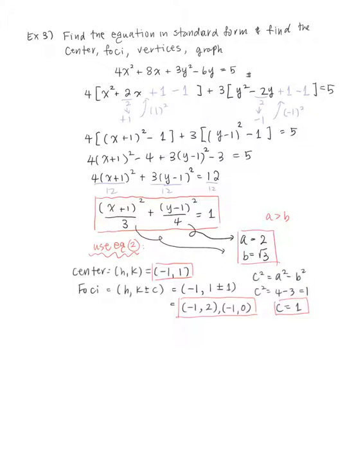The vertices. Is it h comma k plus or minus a? So this is going to be negative 1 comma 1 plus or minus, what's a? 2. So it looks like we're going to have negative 1 comma 3 and negative 1 comma negative 1.